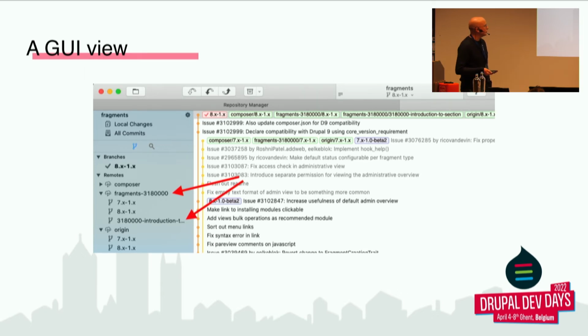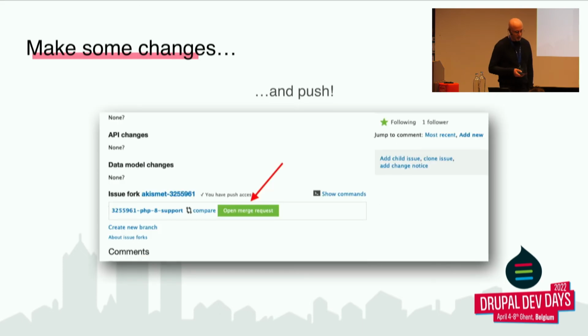This is a view from my favorite GUI for Git. Great fan of GUIs for Git, because you get the graph. You see exactly what is going on. That's what it looks like there. Then you make some changes. You develop like you would normally. I usually make a lot of atomic commits, small concise little changes get their own commit. And then when you're finished and you are happy with the result, you push it, and then you can open a merge request.